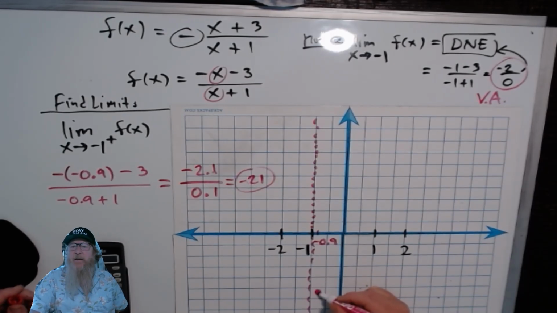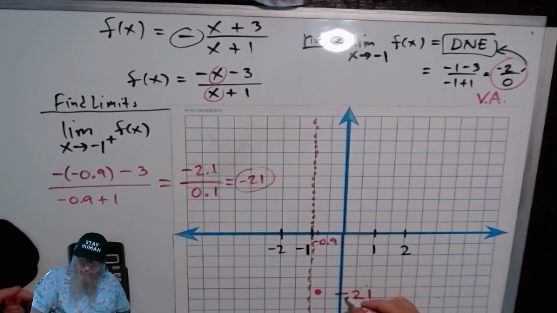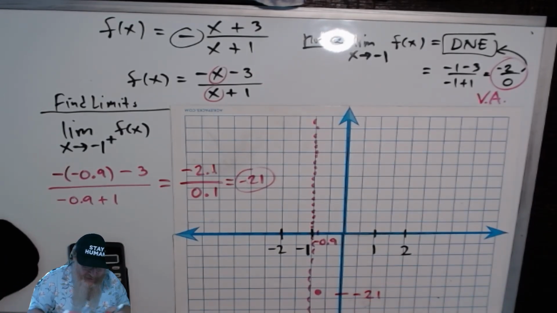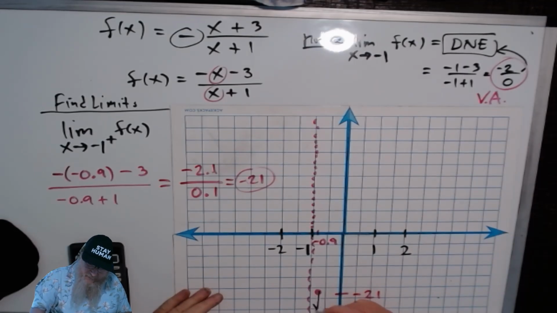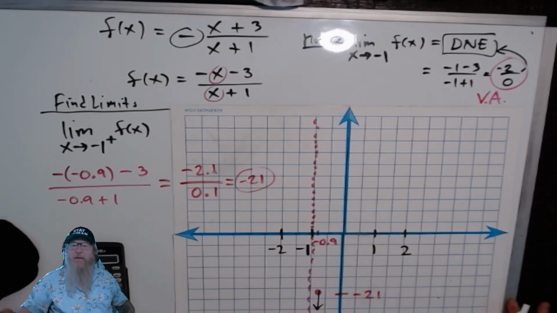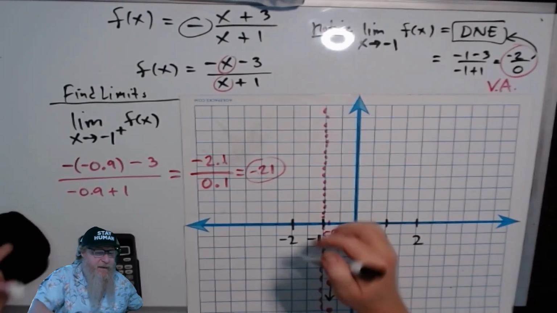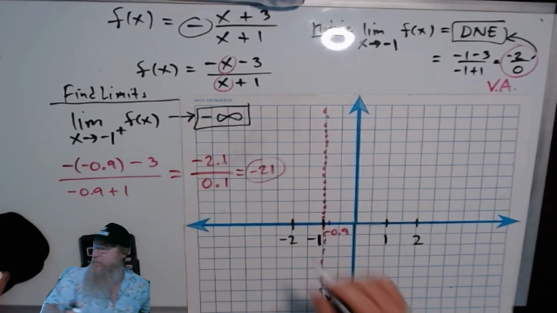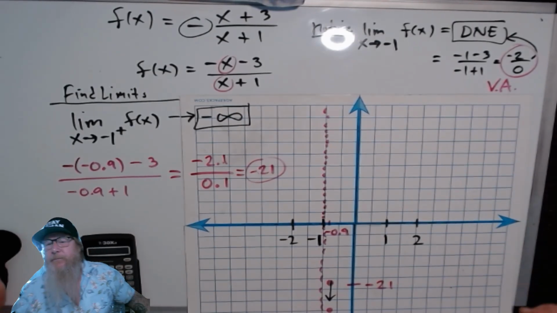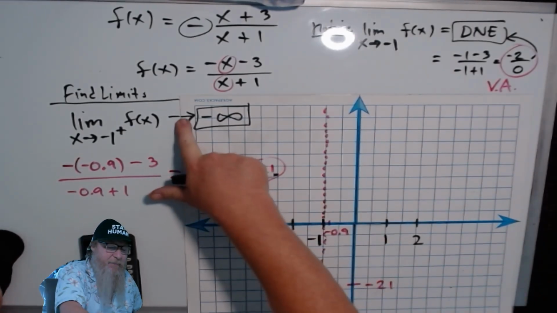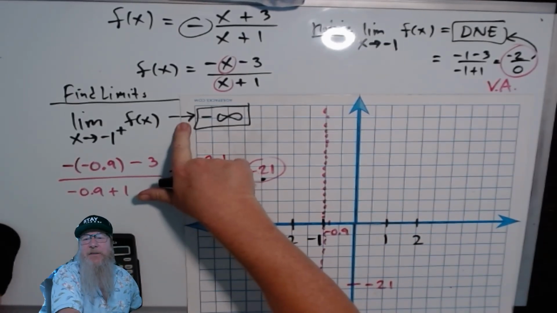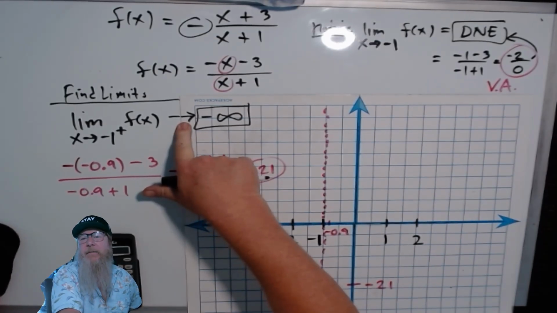Oh, I got off the screen here. I did this in the last video. I don't really want to count all the way to negative 21. And I really don't care. I just know that it's going down. The limit is going down. It's approaching negative infinity. So my answer is this approaches negative infinity. I'm just going to say it equals negative infinity.